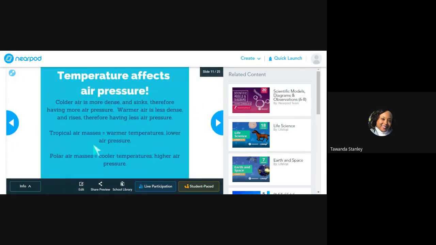This is just a repeat of one of the other slides where again it talks about cool air: more dense, it sinks and it has more pressure. Warm air: less dense, it rises, less air pressure. And then again, it's talking about the two types of air masses, tropical air masses and polar air masses, and describing what happens. Tropical air masses have their warm temperature, therefore the pressure is low. Polar air masses have cooler temperatures and higher air pressures.